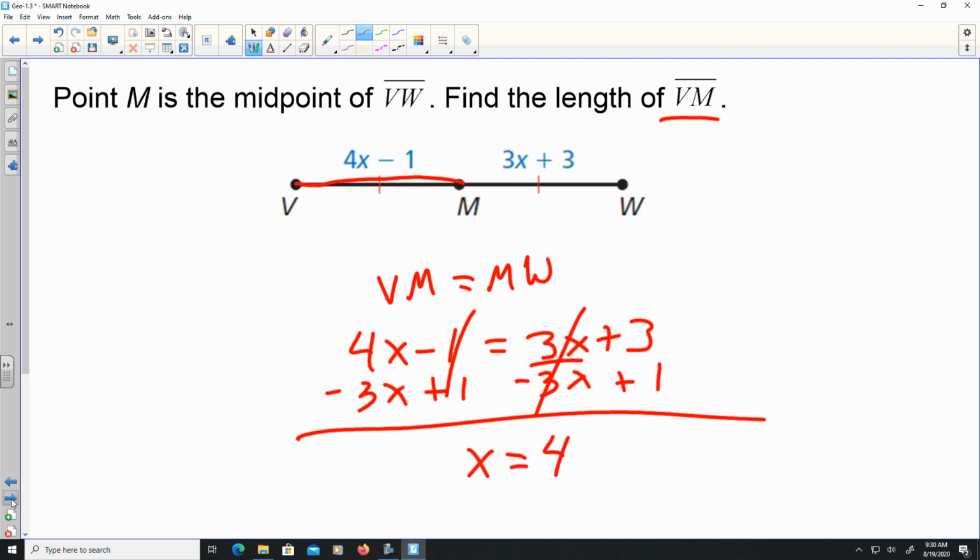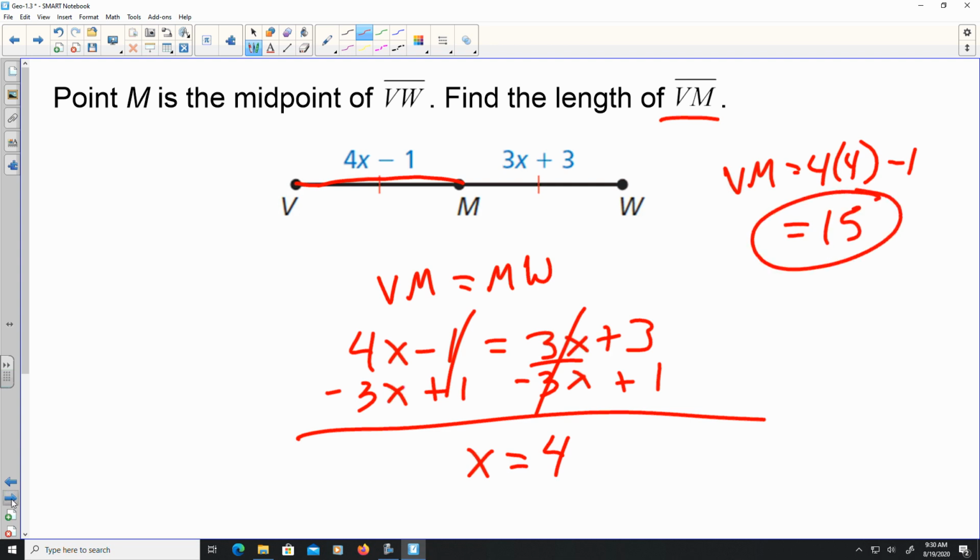So VM is essentially going to be 4 times 4, because now we know that X is 4, subtracted by 1. So 4 times 4 is 16, 16 minus 1 is 15. So VM is actually going to be 15. Make sure when you have problems like this, you know what they're asking of you, and a lot of times whatever the variable is equal to doesn't answer the whole question. So make sure that you look at the whole question and answer it appropriately.